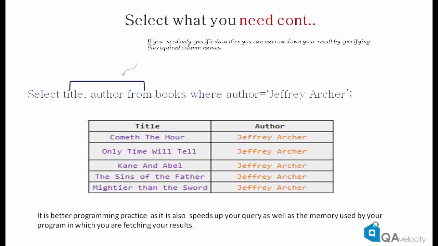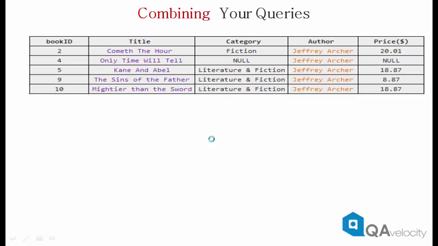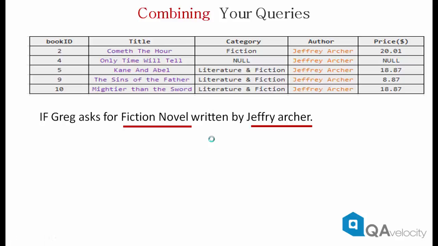So it is better programming practice, as it also speeds up your query as well as reduces the memory used by your program. So what would happen if Greg asked for fiction novels written by Jeffrey Archer? If we see the table, fiction novel is a category and Jeffrey Archer is an author. So these are two different columns. So we need to write two queries and then match the results.